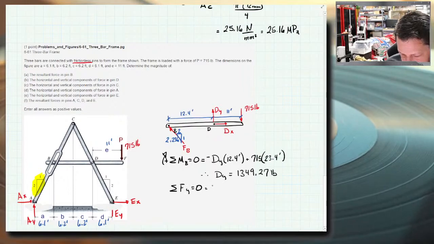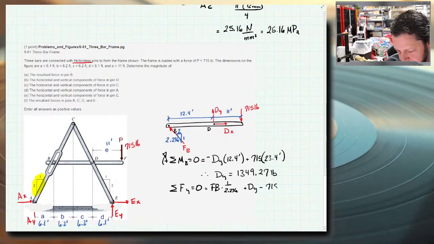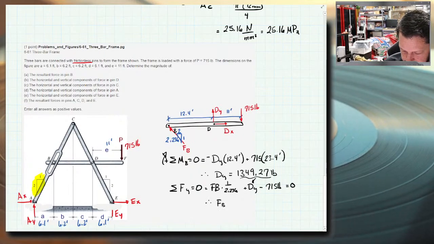So I've got FB times only the y component, so 1 over 2.236 plus dy minus 715 pounds equals 0. And I do have a value to plug in for dy. So therefore, FB equals, let's see, I've got 1349 minus 715. I'll move that to the other side of the equal sign. It becomes negative. So FB is actually a negative value. I drew it the wrong way.